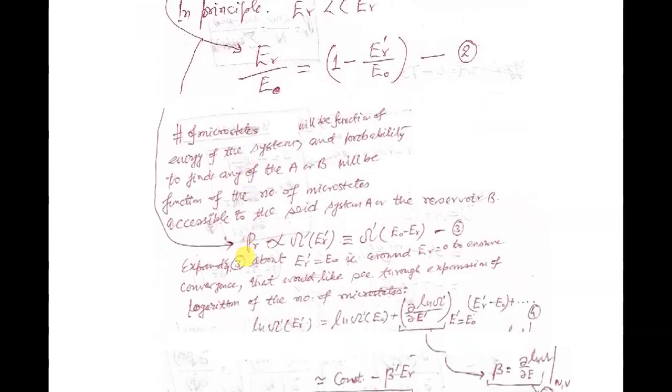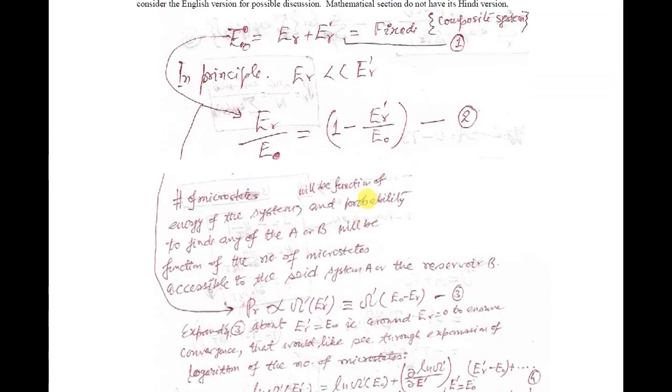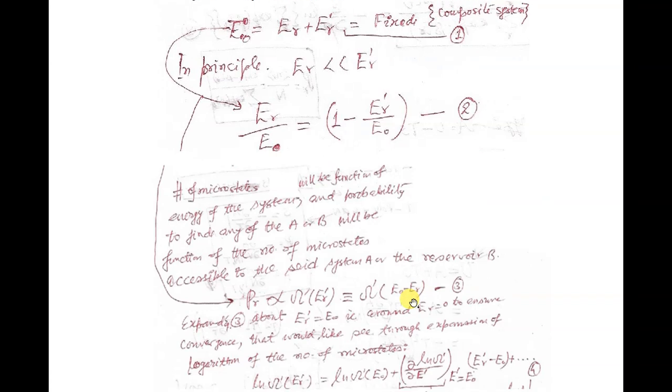So we are now trying to find the probability of finding the reservoir with energy ER dash, and this probability PR will be a function of the number of microstates omega dash, which is a function of the energy of the heat reservoir. ER dash, from equation number 1, is nothing but E0 minus ER. So here omega dash, the number of microstates accessible to the reservoir, is a function of E0 minus ER.